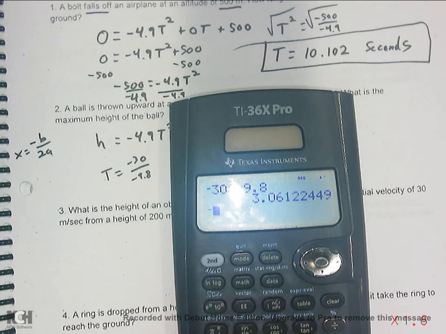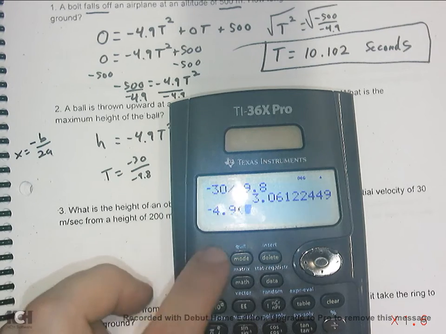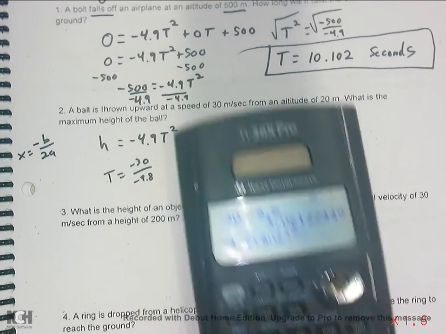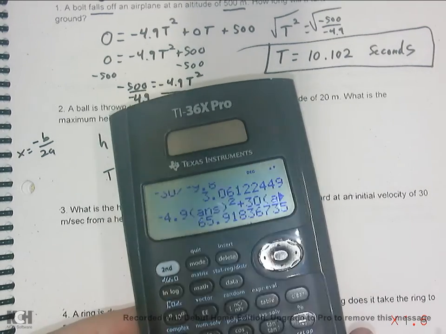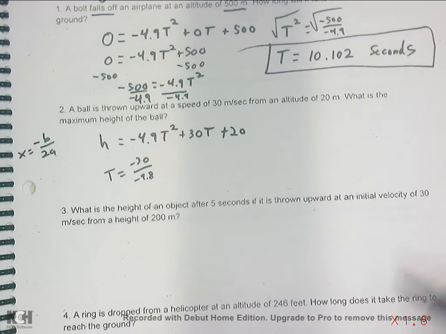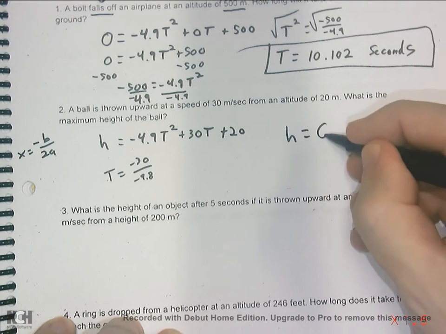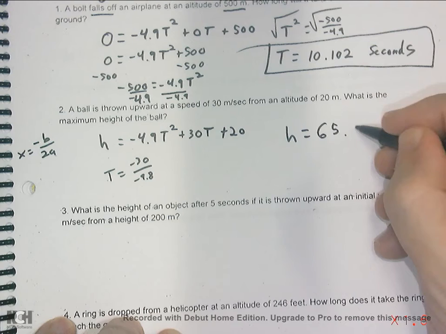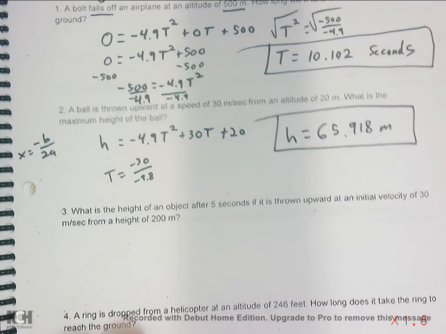So when I plug it back in, it'll be negative 4.9 times that answer, 3.06, blah, blah, blah. I'm just going to put the answer in there, square it, and then plus 30 times my answer, and then plus 20. And I'm going to get 65.918. So my height at its maximum is going to be 65.918, or 2, however you want to write that, meters. And that is my answer.